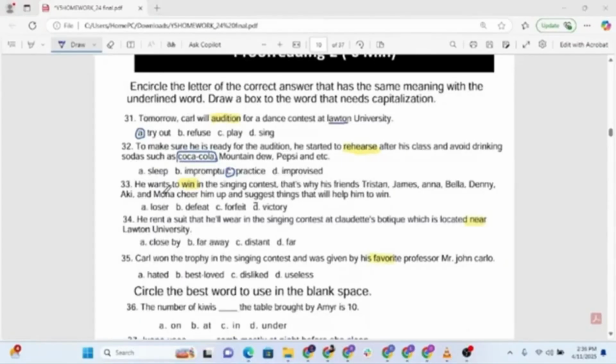Question 33. He wants to win in the singing contest. That is why his friends Tristan, James, Anna, Bella, Denny, Aki, and Mona cheer him up and suggest things that will help him to win. The correct answer is option D, victory. Draw a box around the word Anna to show that it must be capitalized. Explanation. Win here means achieve victory. The proper name Anna must be spelled with a capital letter.